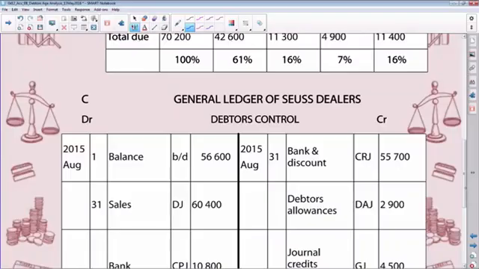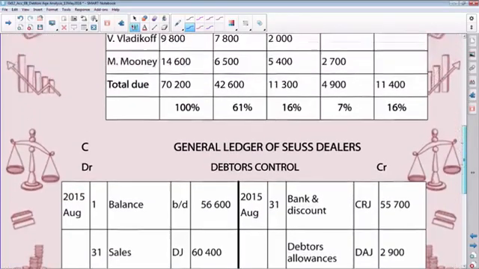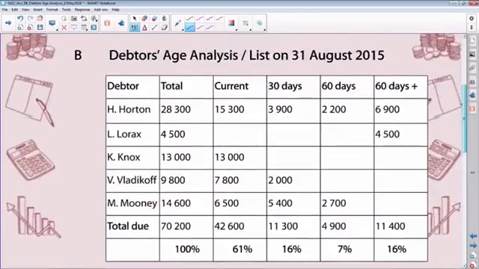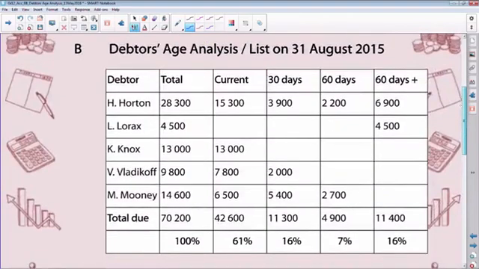Here's my information in terms of the debtors age analysis. I want you to study the debtors age analysis and tell me, from this age analysis, what are key points that you would like to highlight?